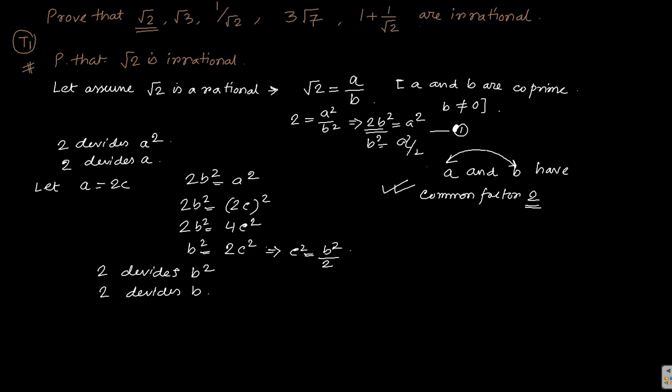So it contradicts our previous assumption that if root 2 is represented by a by b, and we are assuming that a by b is a rational number, then it doesn't have any common factor other than 1. But here it is proven that a and b have a common factor other than 1, and that is 2. So this contradicts the fact that a and b have no common factor other than 1. This line is important. This line we have to write again and again for every proof.